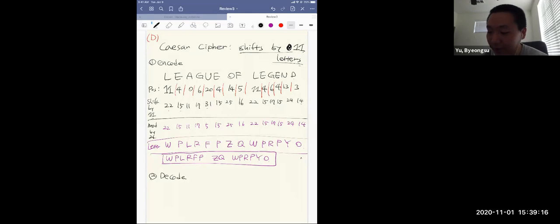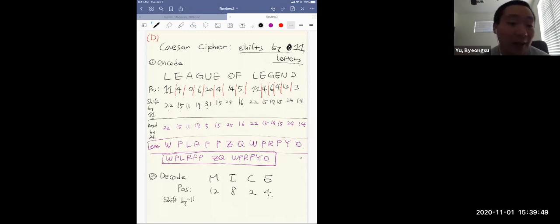Okay, then let's deal with the next word. Here again, the positions are M for 12, I for 8, C for 2, E for 4, and shift by 11. But in this case, when you decode it, just shift by negative 11, not 11, right? So in case of encoding a Caesar cipher, you need to add the number 11, right? But in case of decoding, you need to subtract the given number 11, right?